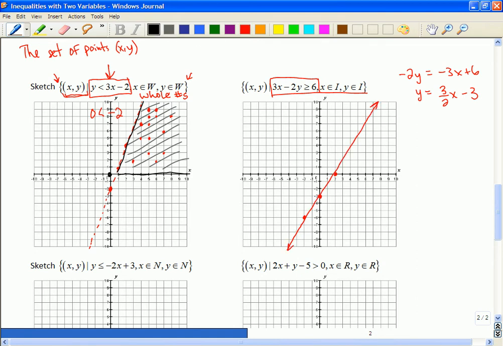And then I'm going to test my favorite point, which is 0, 0. So is 0 greater than or equal to 6? Because those would both be gone. So no, that's not true. So since it's not true, it's going to be this side of the line that I'm allowed on. It's not negative. No, yeah, it's 6. That was the equal sign underneath it.